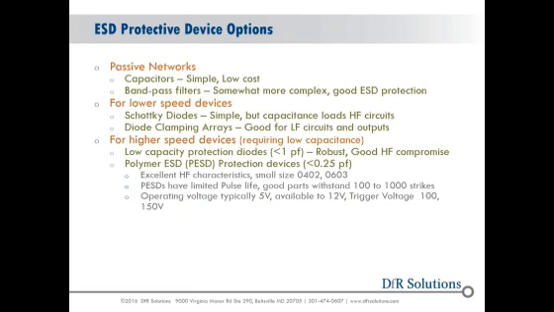Okay, these could be passive networks that might be simplistic capacitors to provide protection, might be bandpass filters for slower devices, could be Schottky diodes or clamping arrays, and for higher speed devices it might be low capacitance protection diodes, with very low picofarad level capacitance, or it could be polymer ESD protection devices.